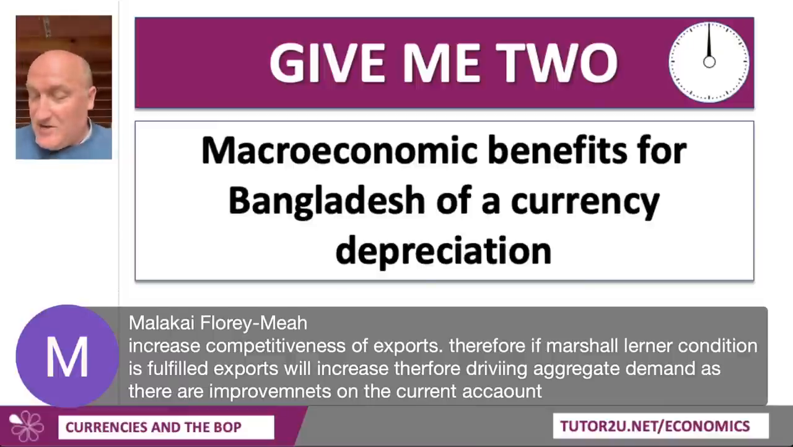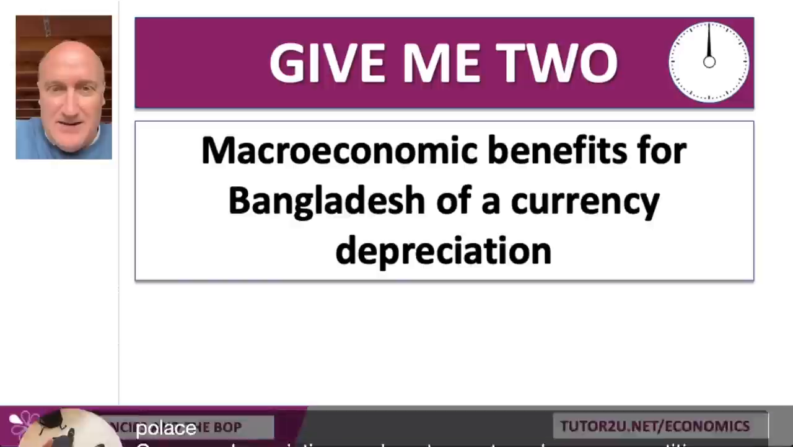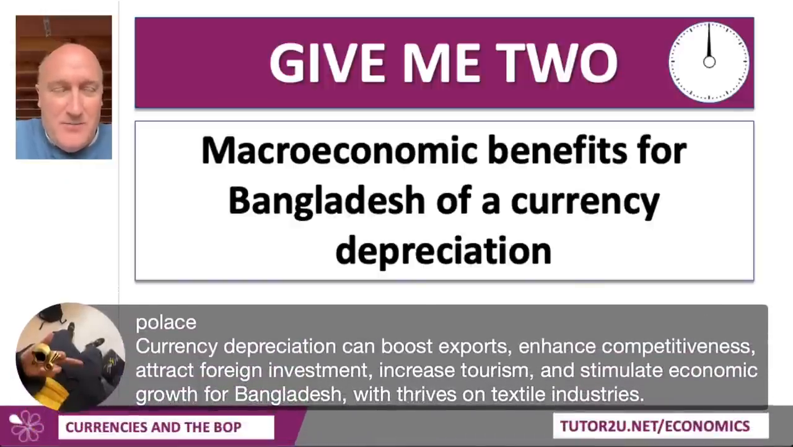Jake talked about the current account. Archie had a really good point as well. And Malachi, increased competitiveness of exports if the Marshall-Lerner condition is fulfilled. So bringing in a bit of evaluation there, driving aggregate demand. Police, currency depreciation can boost exports.